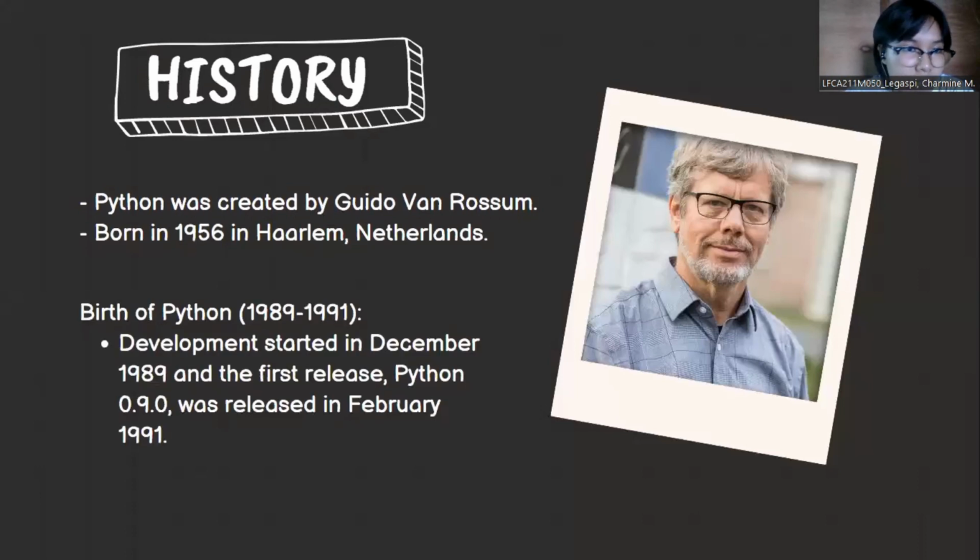So the history. Python was created by Guido van Rossum, who was born in 1956 in Haarlem, Netherlands. The birth of Python was between 1989 and 1999. The development started in December 1989, and the first release, Python 0.9.0, was released in February 1991.